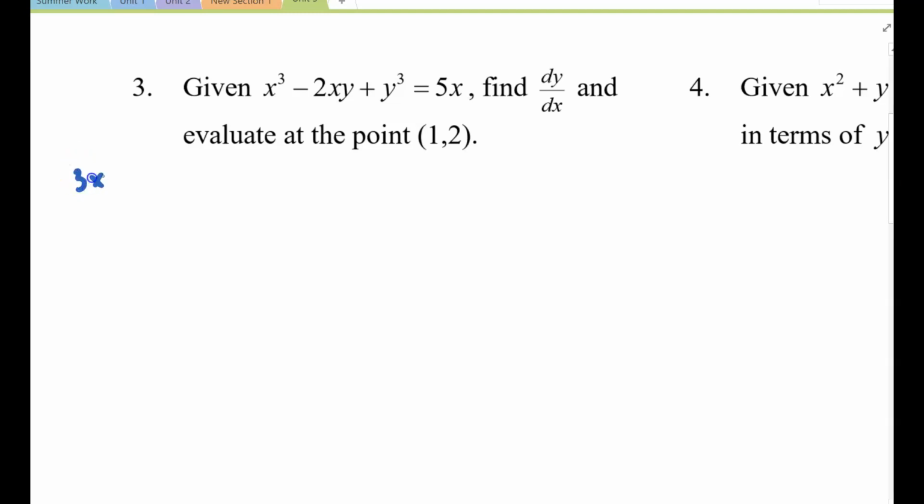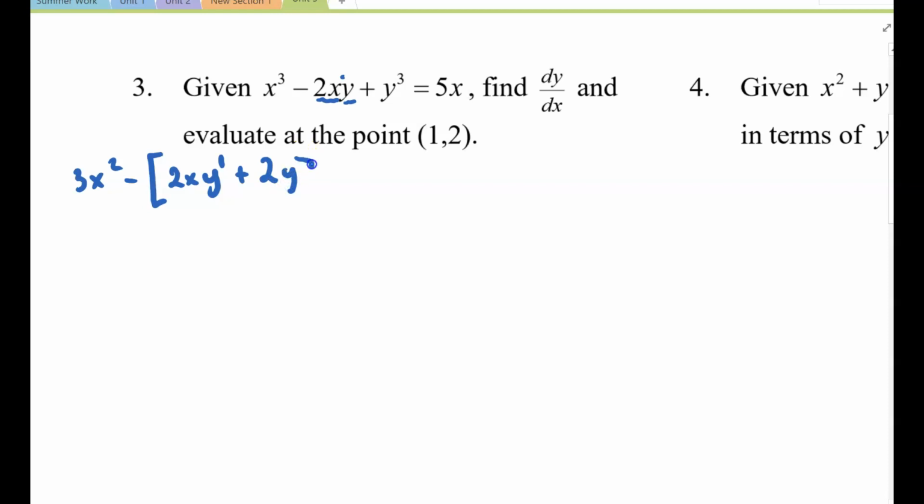So we have 3x squared minus, and it's important to see here that we have x times y, so that is the product rule. We're going to have to use the product rule. So I'm going to put in a bracket here just to isolate these terms. So we have the first times the derivative of the second, so 2x times y prime, plus the derivative of the first times the second, so 2y.